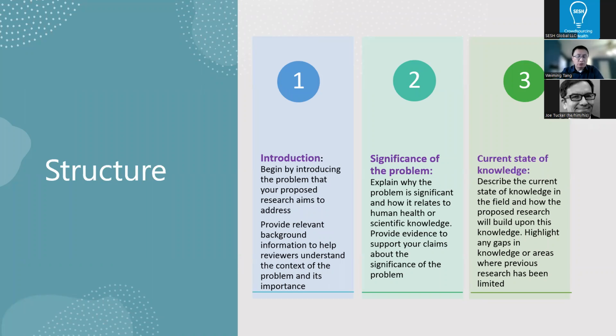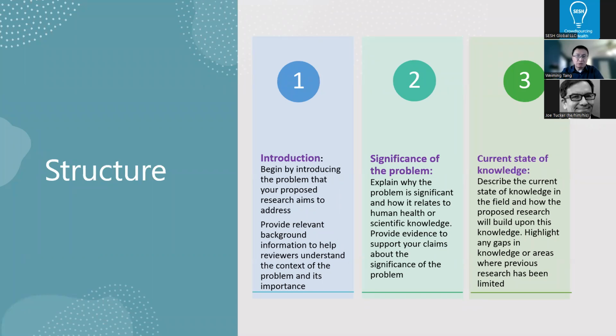In here, firstly, you need to introduce the problem, beginning by introducing the problem that your proposed research aims to address. This is usually the first paragraph of the significance part. It provides relevant background information to help reviewers understand the context of the problem and its importance. As I mentioned before, for NIH grants, they no longer have a background section, and in the first paragraph of the significance part, we usually need to introduce some background of the problem. This is basically some background information regarding the problem you want to address.